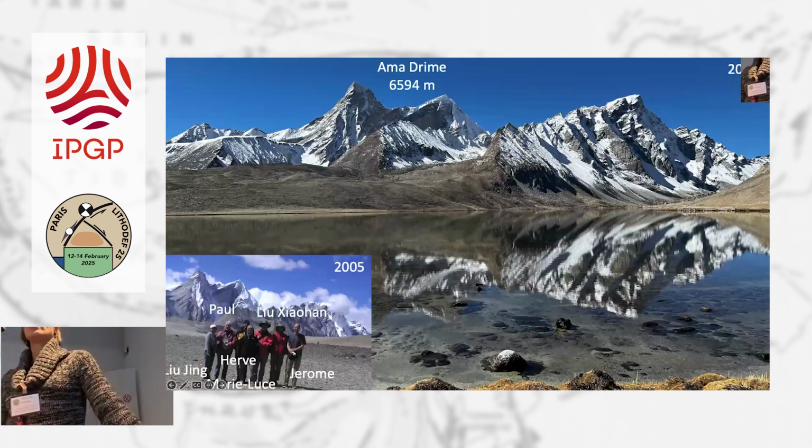So then what about the southern part of the Xainza Rift across the Ahmad Rim? So this photo with Paul in 2005, then we went back last November. Exactly there again in 2024. You can see less ice, actually.